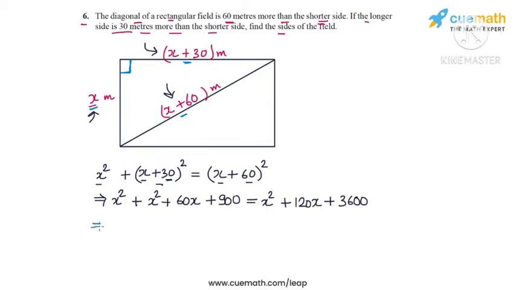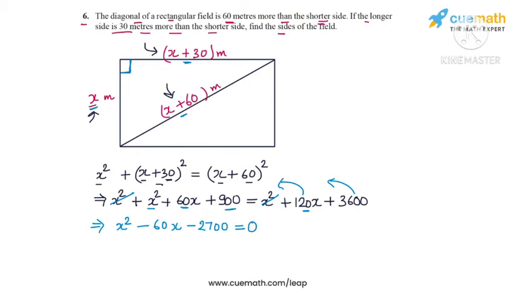Now let's simplify this equation. One pair of the x square terms cancels out, so we're left with x square. Then we have 60x and 120x on the right side. If we shift this 120x to the left side, we get minus 60x, and then we have 900, and if we bring this 3600 to the left side, we have 900 minus 3600, which is minus 2700. So x square minus 60x minus 2700 is equal to 0. And now this quadratic equation is what we have to solve to find the value of x.